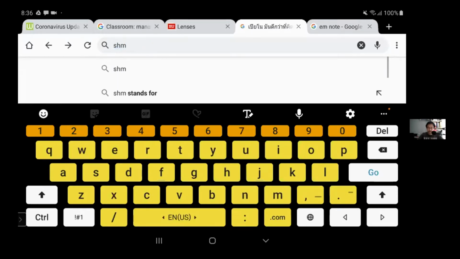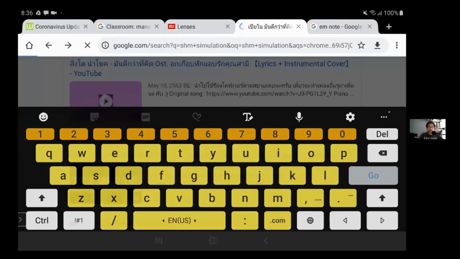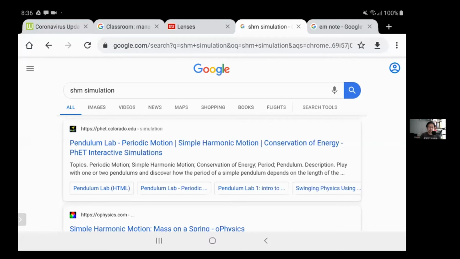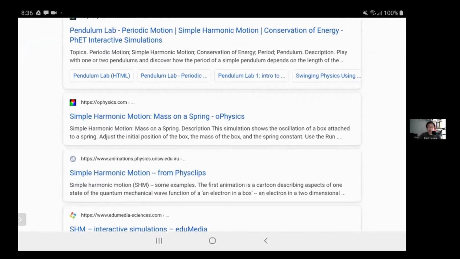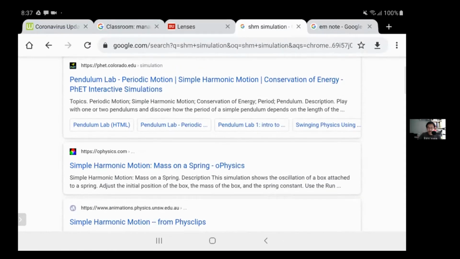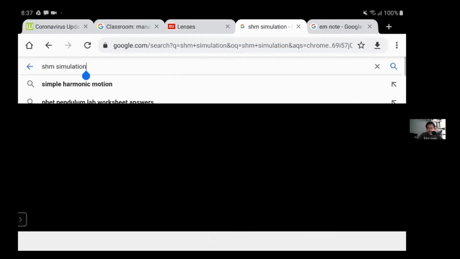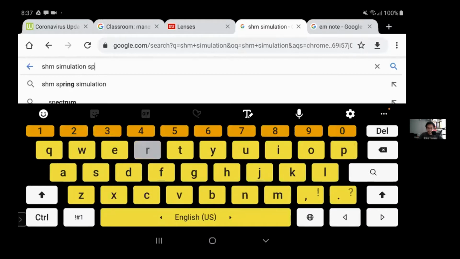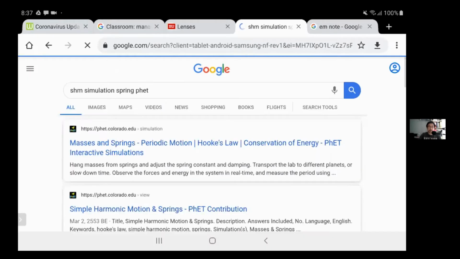SHM, all right, and then you can do like simulation. Okay, all right. So SHM eventually will come down to simple harmonic motion. All right, so we'll see that soon. So that is simple harmonic mass on spring. You can try a couple of simulations there. However, the one that I like is, okay, let me do spring. And I can do PhET, that is the Physics Education Technology simulation from Colorado University. And I think that's the first one. All right, so I can try that.